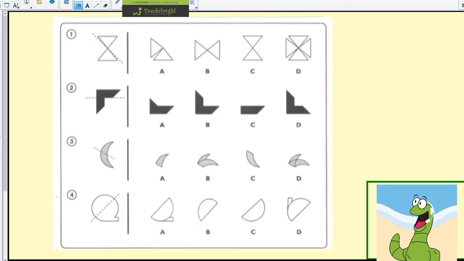So let's start going through them. For test 16, question 1, the answer is A. Question 2, the answer is A. Question 3, the answer is B. Question 4, the answer is A. And those are our answers.